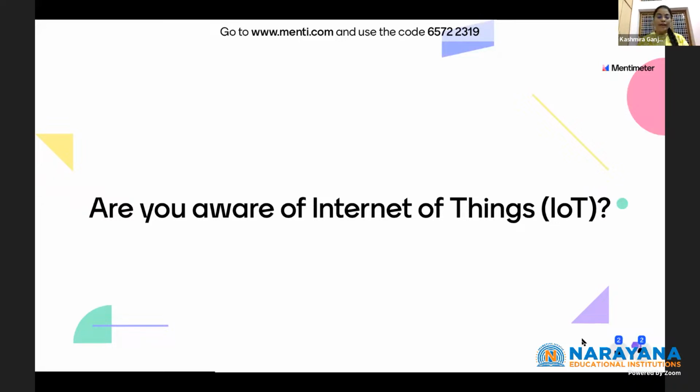So now I wanted to understand how I should read a paper, how I should review the articles on this particular topic, Internet of Things. All right, so 4 people say they are aware of this topic, and 2 people are not aware of this particular phrase, Internet of Things. So yeah, let's move ahead.